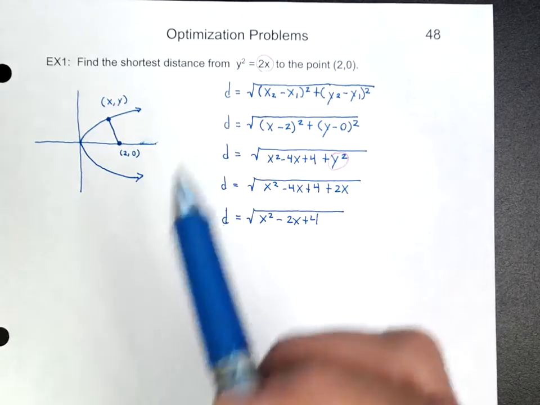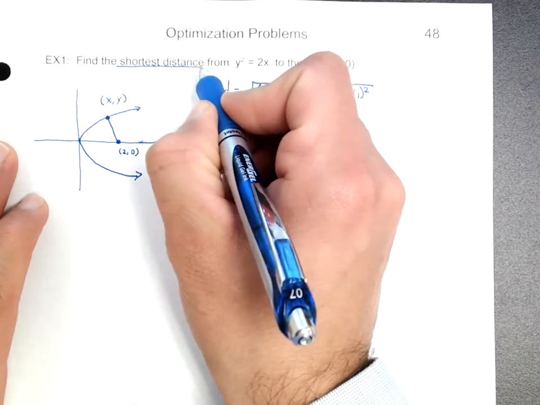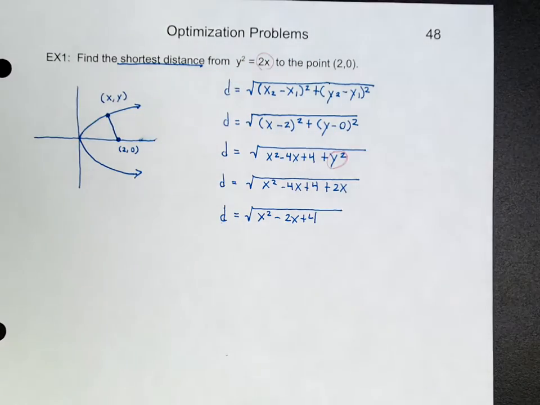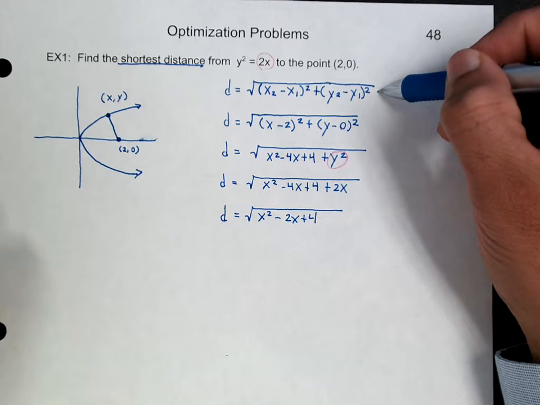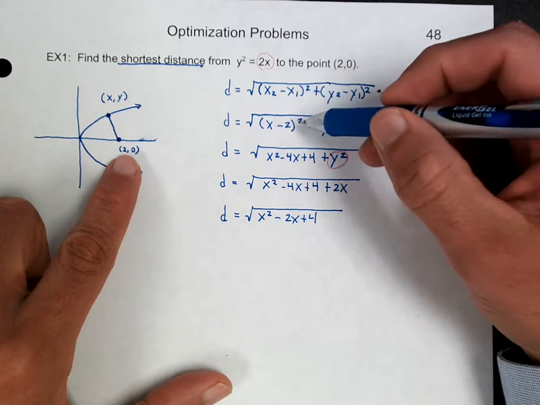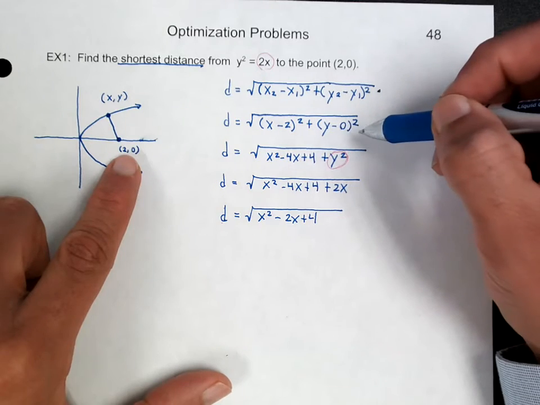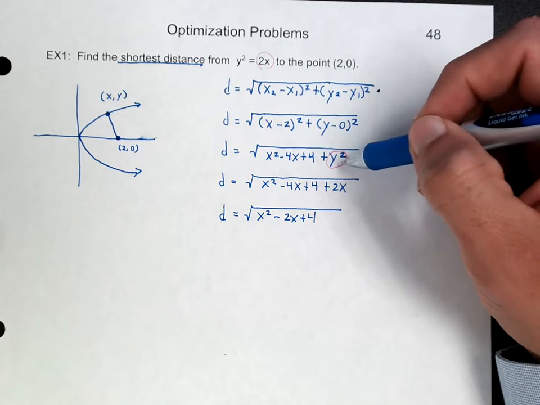Alright, to find the shortest distance, I'm going to use the distance formula, which is just the definition of the distance formula. Then I'm plugging in (2, 0) into the x1 and y1. Okay, so now that's what I did. When I FOIL this and square this, I get this.